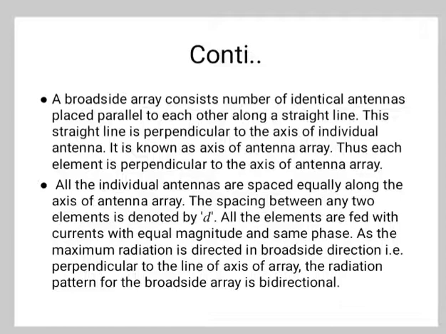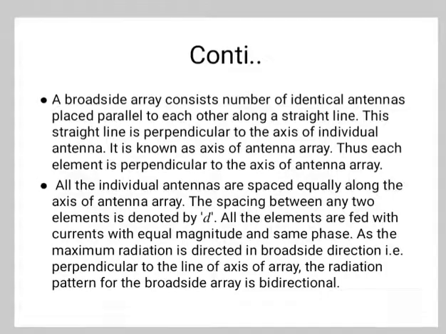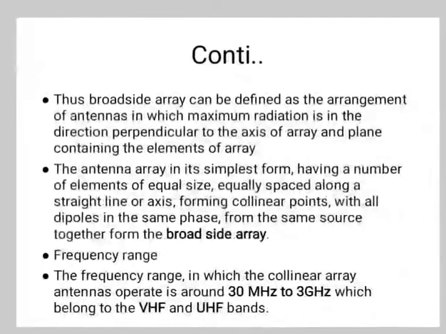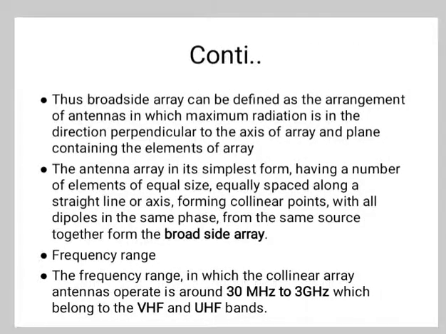As the maximum radiation is directed in the broadside direction, that is perpendicular to the line of axis of the array, the radiation pattern for the broadside array is bidirectional. So the broadside array can be defined as the arrangement of antennas in which maximum radiation is in the direction perpendicular to the axis of the array and the plane containing the elements of the array. The frequency range in which the collinear array antennas operate is 30 MHz to 3 GHz.